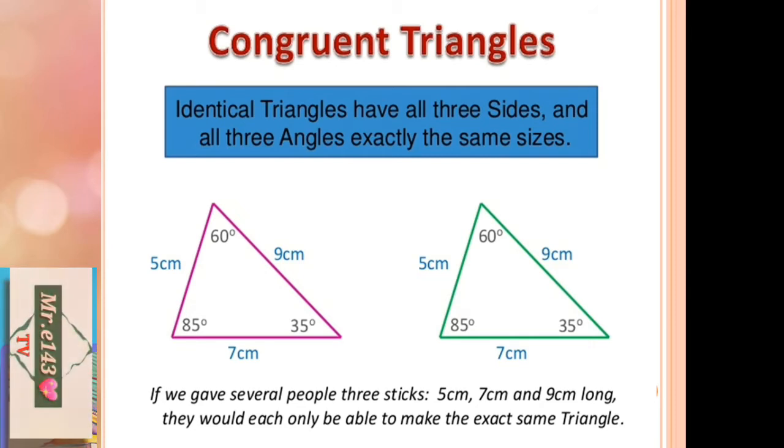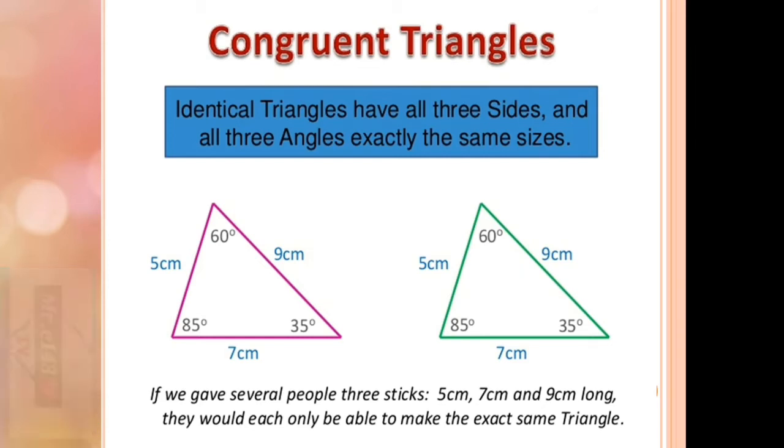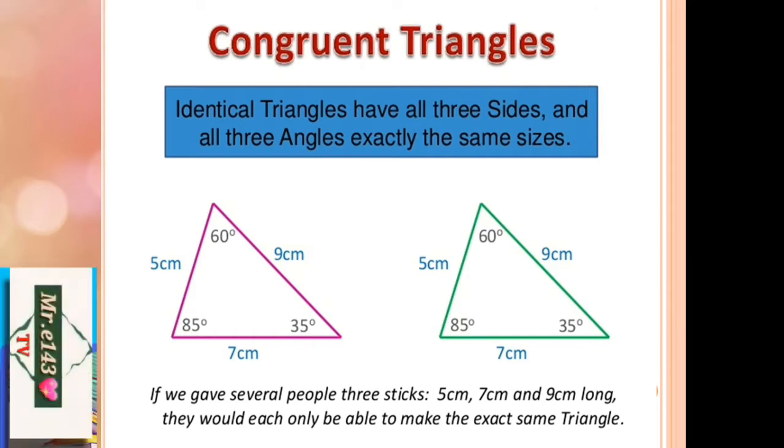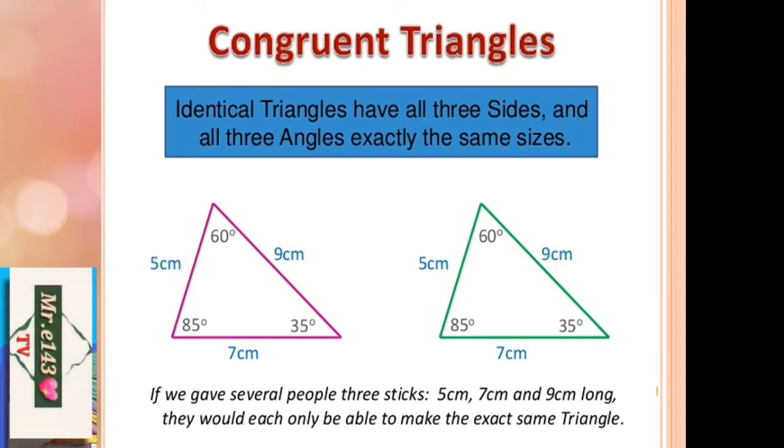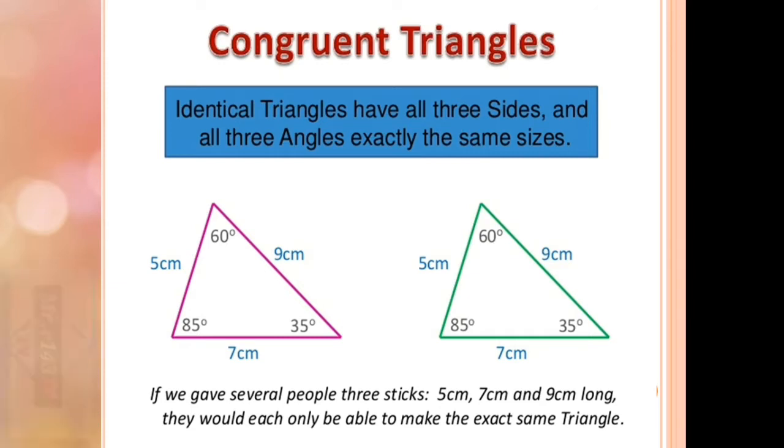If we gave several people 3 sticks, 5 centimeters, 7 centimeters, and 9 centimeters long, they would each only be able to make exactly the same triangles. Of course, diba? Kapag nagbigay tayo ng several people ng 3 sticks with the measures of 5 centimeters, 7 centimeters, 9 centimeters long, makaka-create sila ng exact same triangle kung i-form nila.